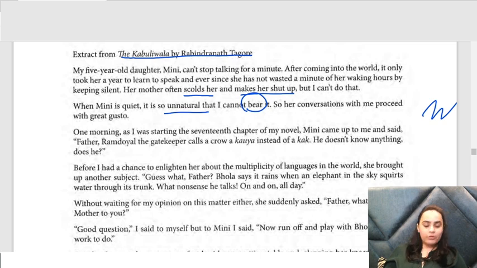And therefore, the conversation that the father and Minnie have always continues with great gusto. Gusto, a lot of energy and enthusiasm, can be seen in their conversation.